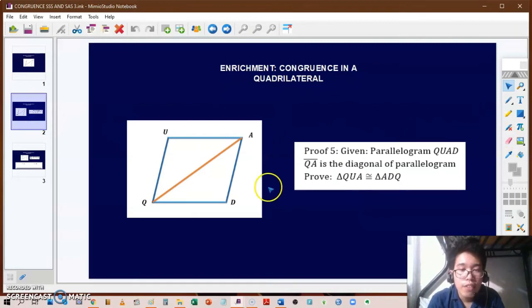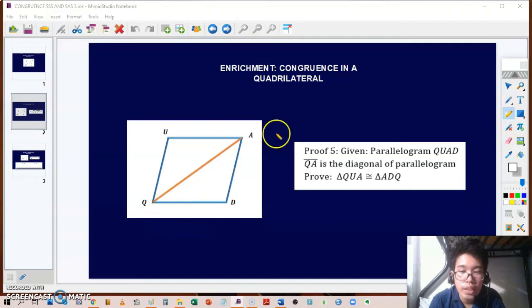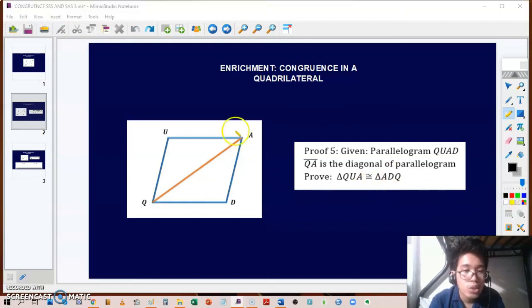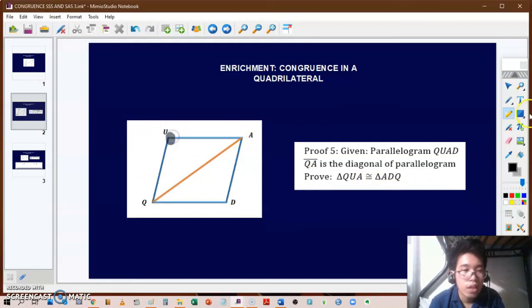Okay, so we have here proof 5. We're given parallelogram QUAD, and QA is the diagonal of the parallelogram. When we drew the diagonal here, we formed two triangles: triangle QUA and triangle ADQ. We want to prove that these two triangles are congruent.